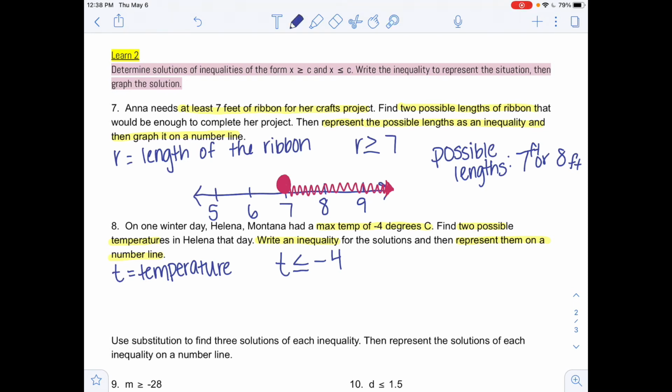So now that I've come up with my inequality, I'm going to graph it on my number line. -4, -3, -2, -5, and -6. Since it has that equal to part, I'm going to shade in my point on -4. And then I want to represent all the possible answers that would be less than that.